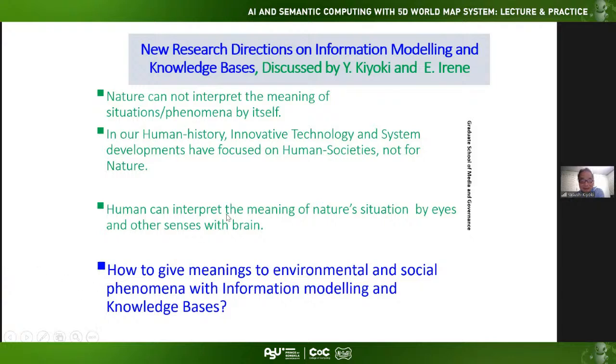And the human can interpret the meaning. Only humans can understand what is the damage to nature, what's the damage to society. Interpretation is complicated, but currently only the human brain can make interpretation. But we have the automatic system, so how do we give meaning to environmental or social phenomena?